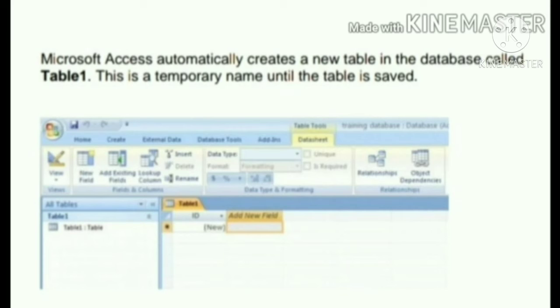Understanding the views. There are two basic views when you work in a table: design view and datasheet view. Design view is used to set the data types, insert or delete fields, and set the primary key. Datasheet view is used to enter the data for the records. By default, Access places you in datasheet view.